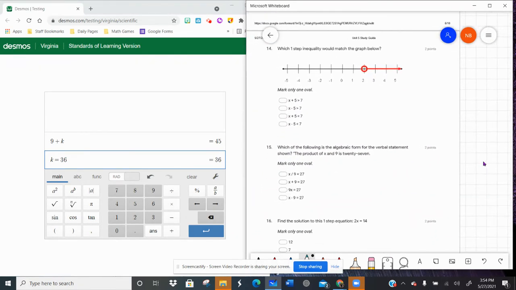All right, it says, which one-step inequality would match the graph below? Oh man, we're just going to have to look and see.